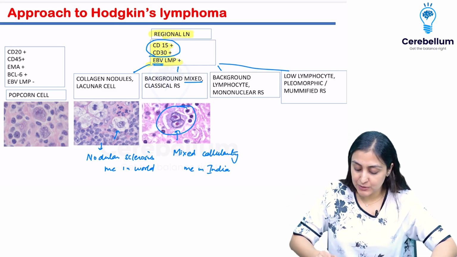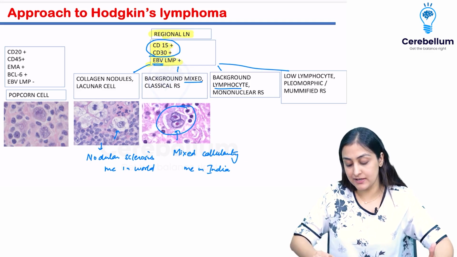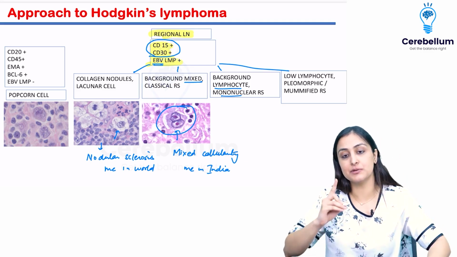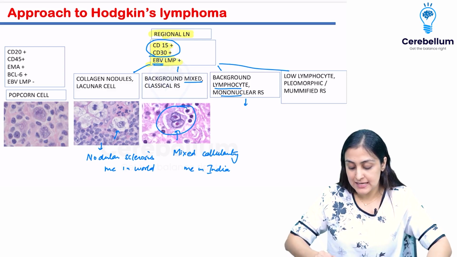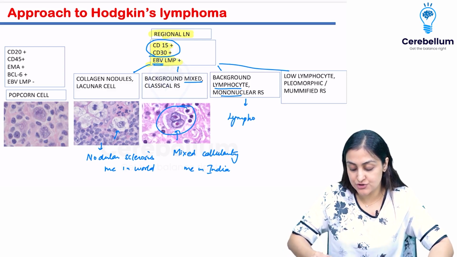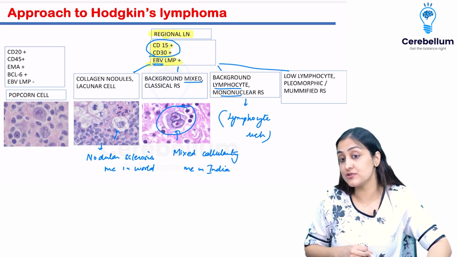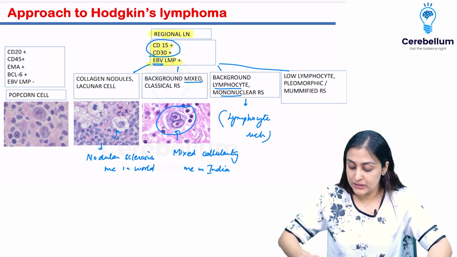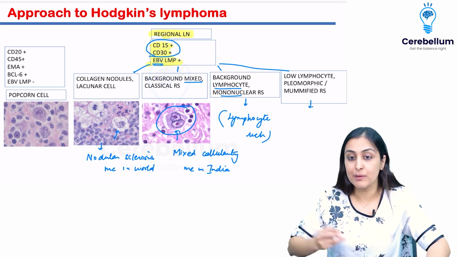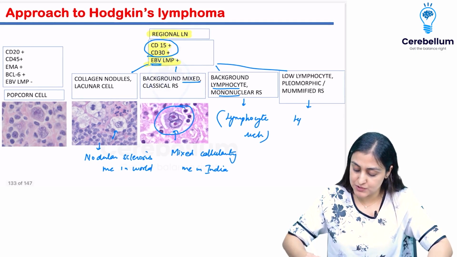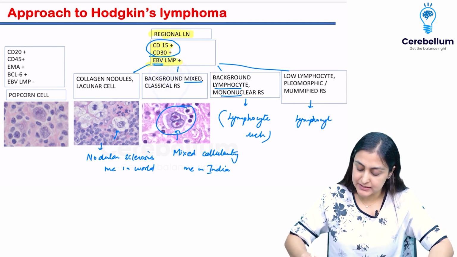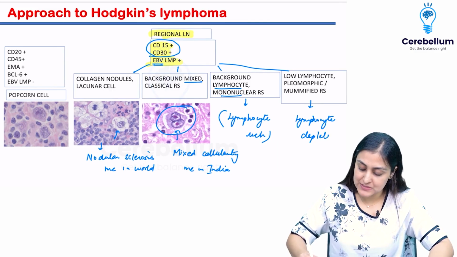The next part where you have a lot of lymphocytes in the background, and what you see is a single nuclear, mononuclear Reed-Sternberg cell. This is lymphocyte rich, right? Do not confuse this with lymphocyte predominant. This is lymphocyte rich, and when you have low lymphocyte with a pleomorphic mummified Reed-Sternberg cell, this is what is called as lymphocyte depleted type, right? So these are the 4 subtypes here.